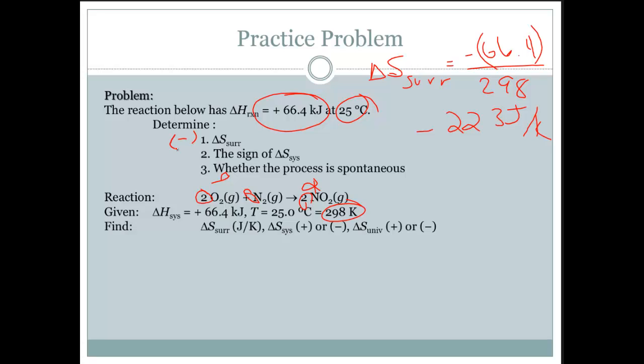Will this process be spontaneous? Well, delta S of the universe is the system plus the surroundings. So we have a negative adding to another negative. The outcome is going to be negative, meaning that it is not going to be spontaneous. And that's how you calculate entropy.